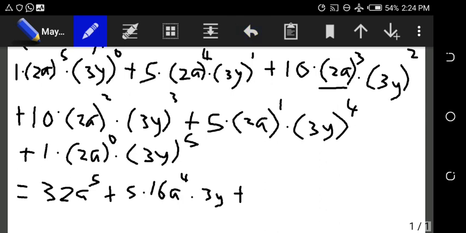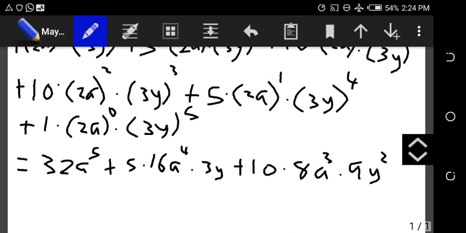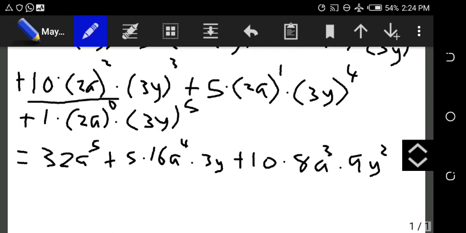So considering the brackets here, what we have is 2a in bracket raised to power 3, and that will evaluate. 2 raised to power 3 is 8, a raised to power 3 is a raised to power 3. Then for here, 3 raised to power 2 is 9, and then y raised to power 2. So what we have here is 10 times 8a raised to power 3 times 9y raised to power 2.